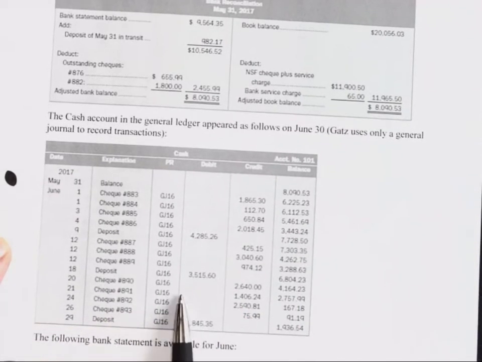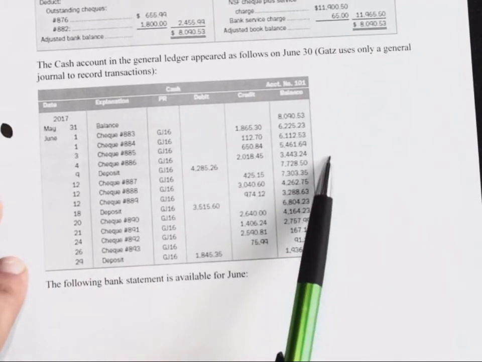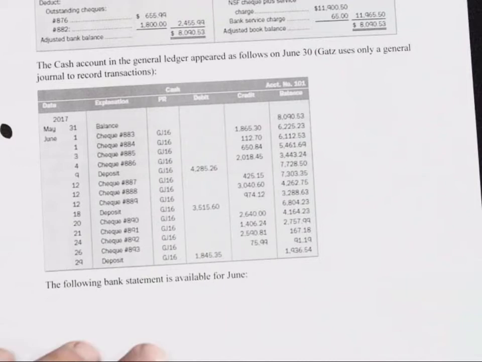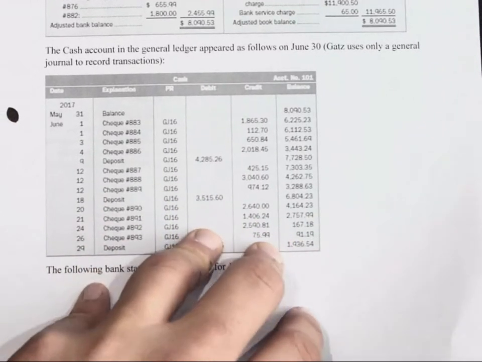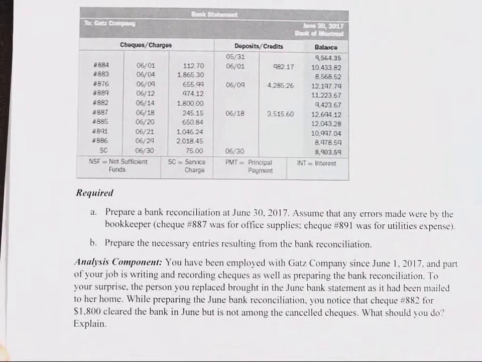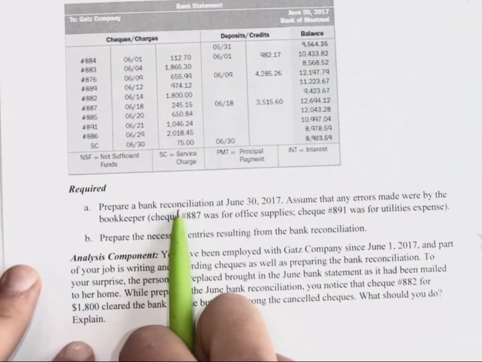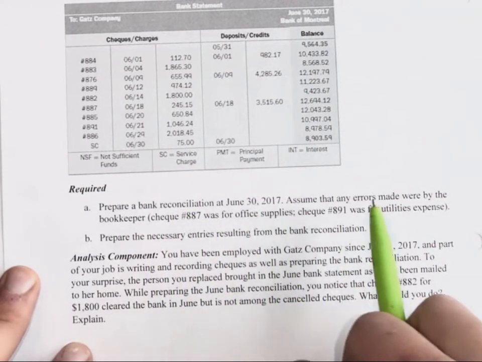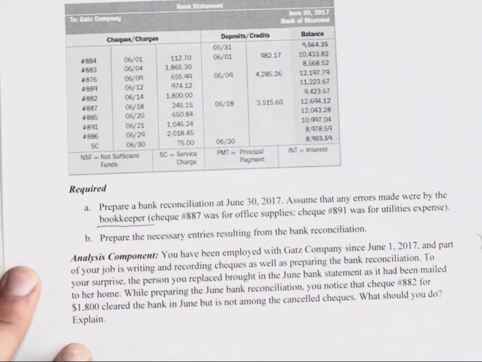For cash. So this is more what a general ledger typically looks like, not the balances of deposits and or receipts and disbursements. So this is a pretty standard general ledger. And we have our bank statement. Again, kind of split up in left and right, checks and deposits. So prepare a bank reconciliation at June 30th. Assume that any errors were made by the bookkeeper. Prepare the necessary entries resulting from the bank rec.